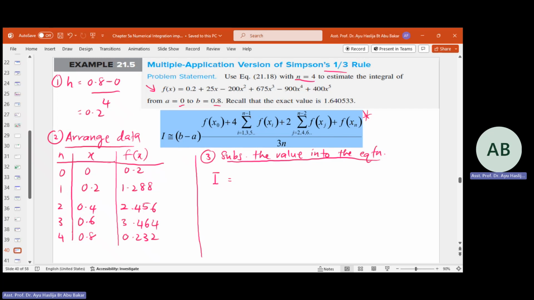What do you get, Tasmia? 1.6235. Okay, so much closer to the true value. We can compare back the value using the trapezoid method last time, single and multiple.